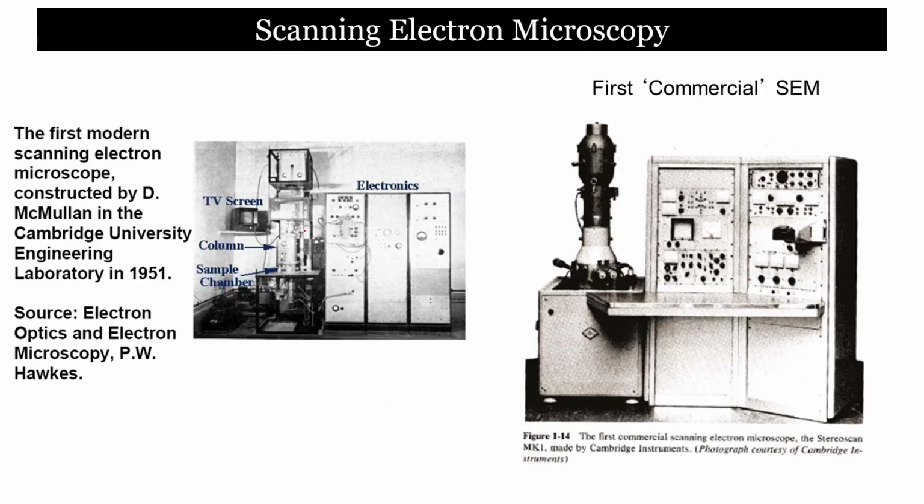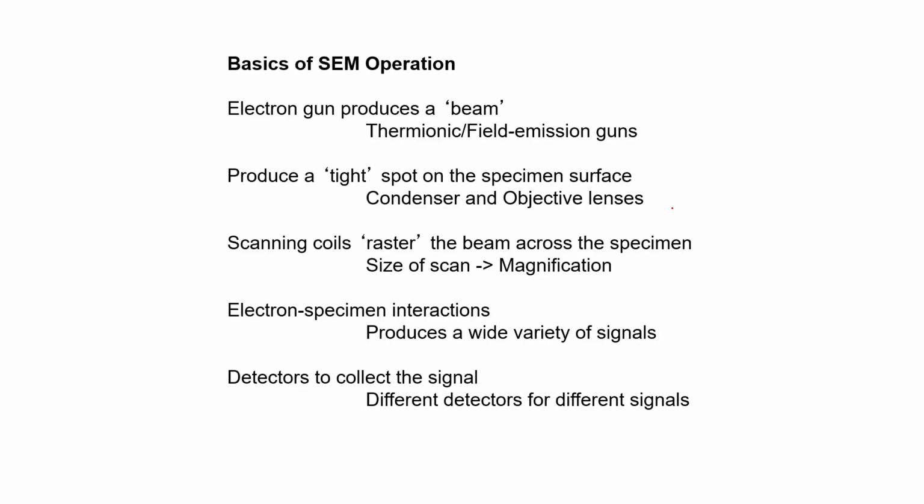So these are the early SEMs. This is the first modern scanning electron microscope, which was constructed by D. McMullan in 1951. And on the right-hand side you are seeing the first commercial SEM which was used. In SEM, we'll first discuss the basics. Firstly, there is the electron gun, the source from where the beam comes.